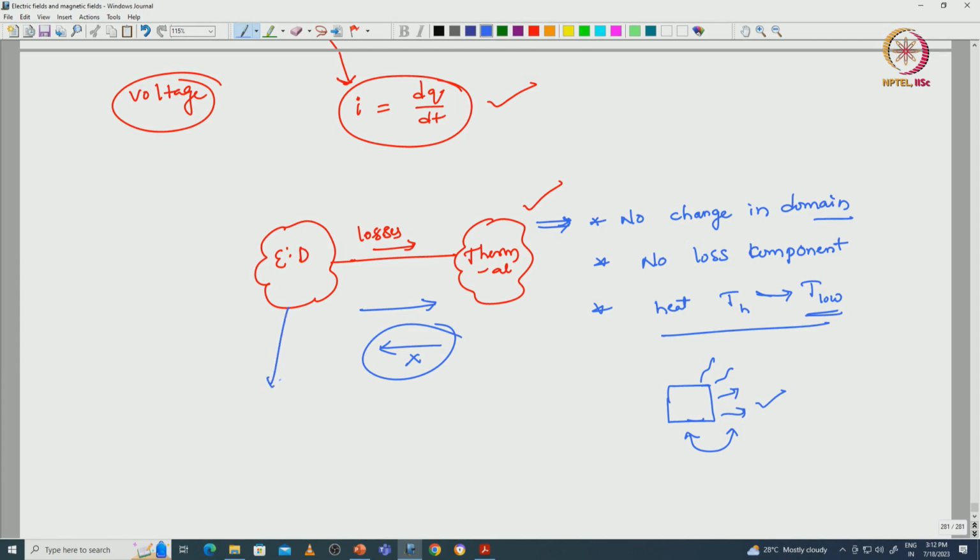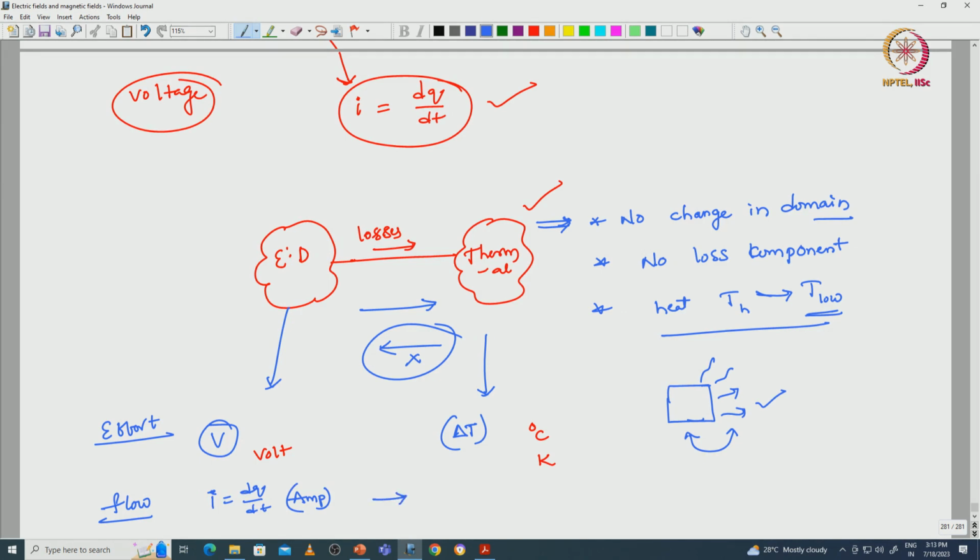Now in electrical domain, the effort variable is potential difference, that is voltage. In thermal domain, the temperature difference, that is delta T, is the effort variable, and units are degree Celsius or Kelvin. Here units are volt. And flow variable in electrical domain is I, current, that is rate of change of charge with respect to the time, and the units are ampere.